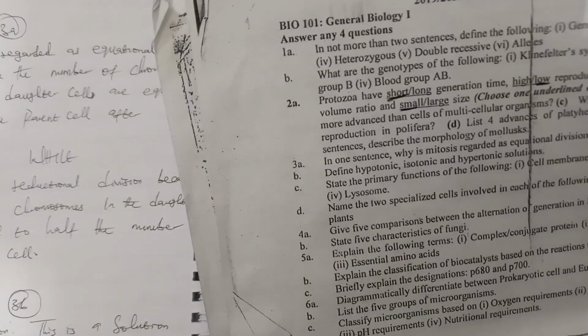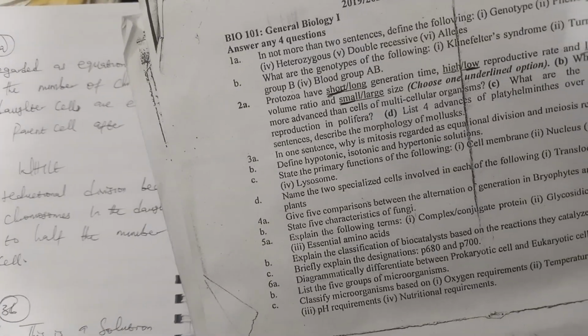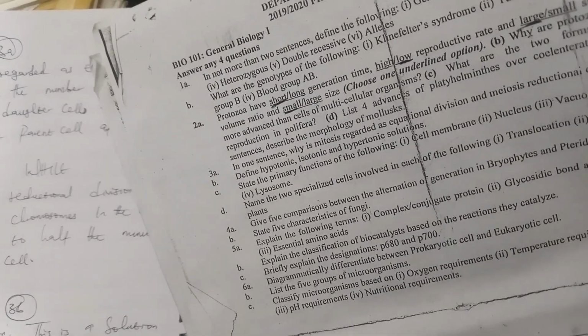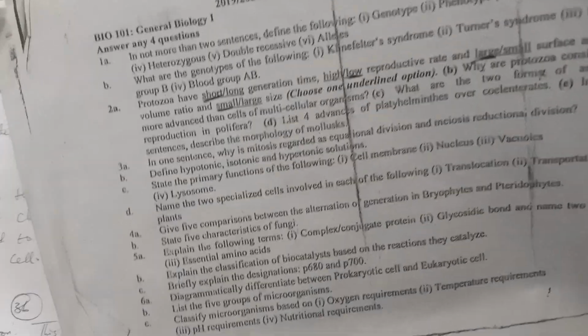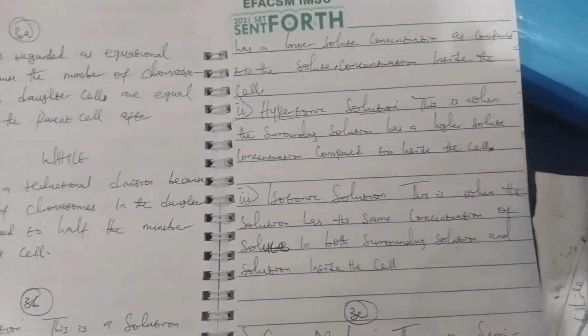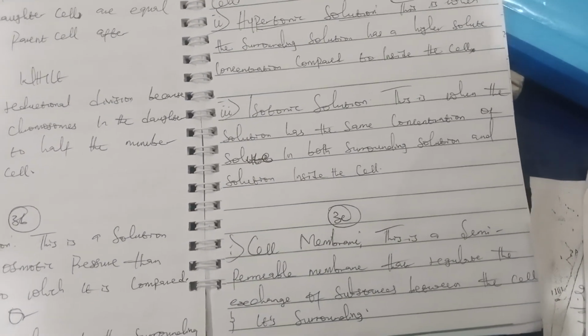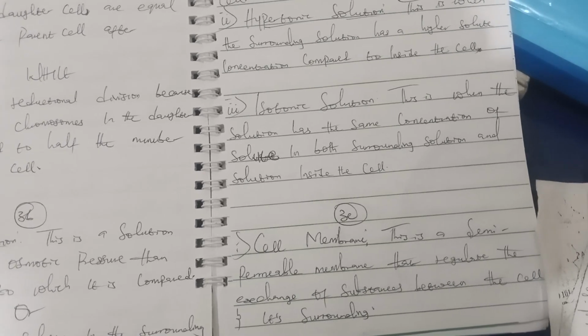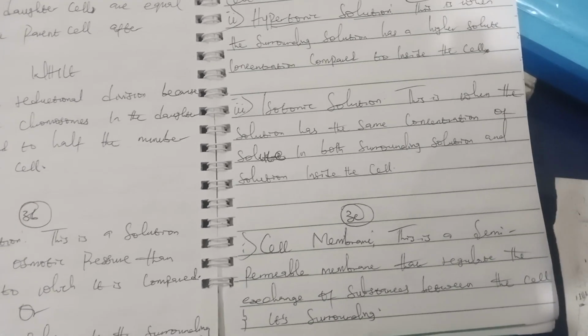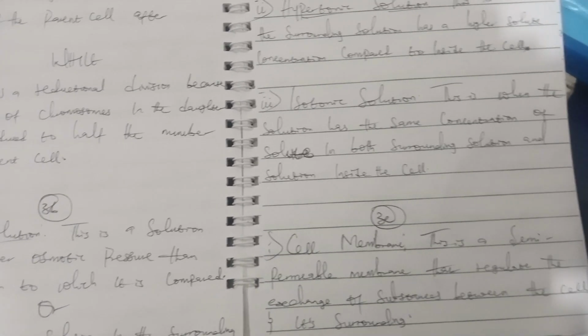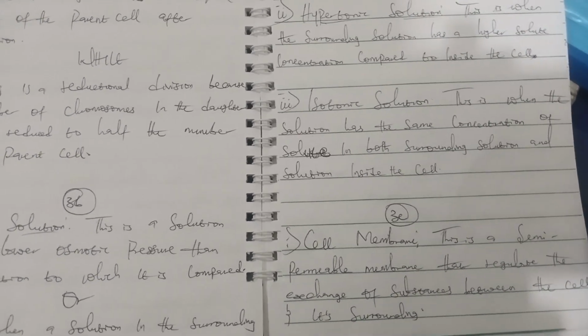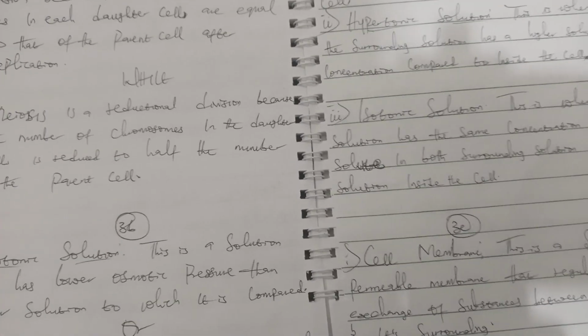Now, for 3C, the question says, state the primary function of the following. We have the cell membrane, we have the nucleus, we have the vacuole, and we have the what? The lysosomes. Now, we'll continue. I will say that cell membrane, this is a semi-permeable membrane that regulates the exchange of substances between the cell and its surroundings. Please understand this, it's very, very important. I hope you are getting it. Understand them, don't just read and cram. No. Understand them because it will be easier for you to write in the exams. That is it for the cell membrane.